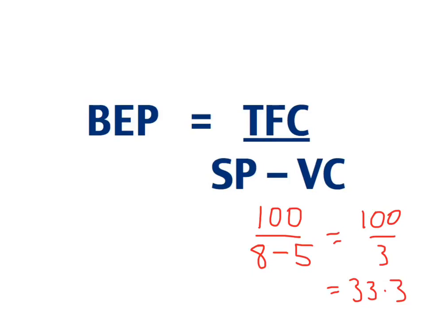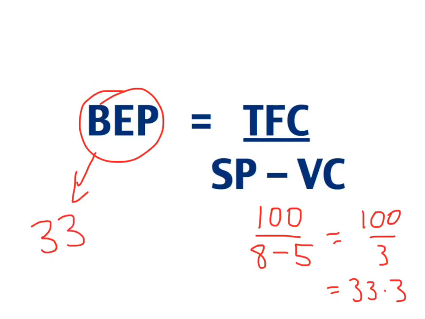Now, here's the important thing. A lot of people would say, well, I could round that down and say that my break-even point, the number of products I need to sell, is 33. And that's incorrect, because when I sell 33 products, I haven't yet broken even. I'm still making a loss if I sell 33 products. It's not until I've sold the 34th product that my business actually breaks even. So I always have to round up. I can never round down. If the answer is 33.3, then my break-even point is 34 units.